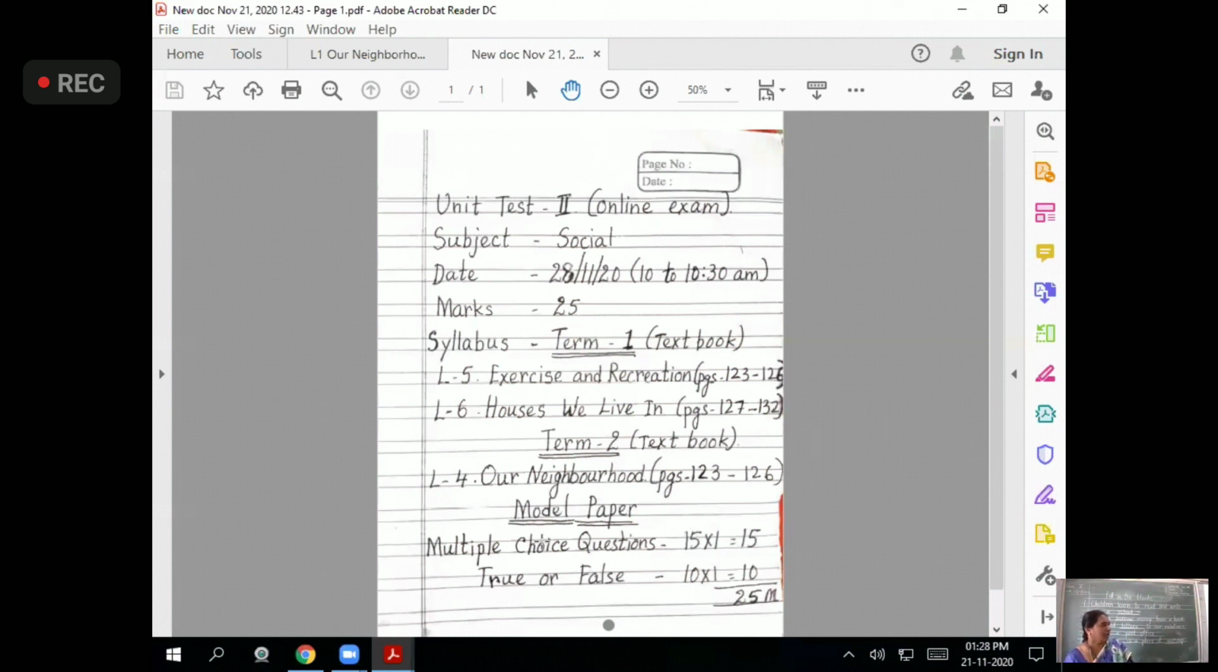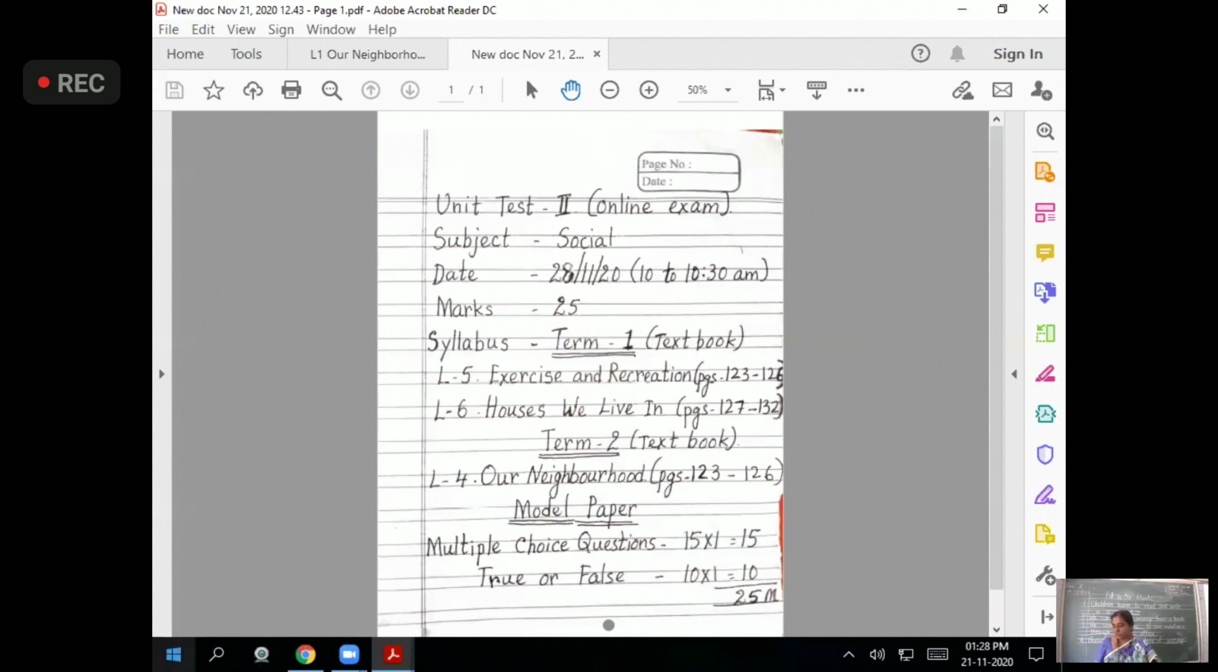And the model paper, as you had for the first unit. So you have multiple choice questions 15, each 1 mark, true or false 10, each 1 mark. So altogether you are having 25 marks.